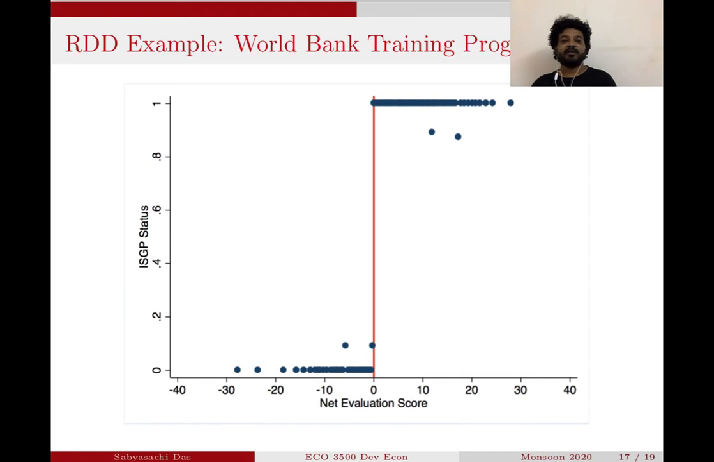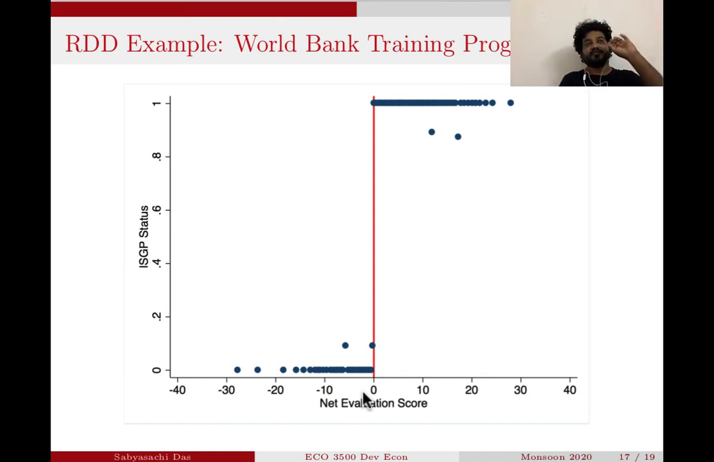So here is the treatment assignment. This World Bank training program was given to officials in villages which had a score above some threshold score. The villages that had a score below the threshold were not part of the program. So what I did is that I just deducted this threshold score from everybody's score.